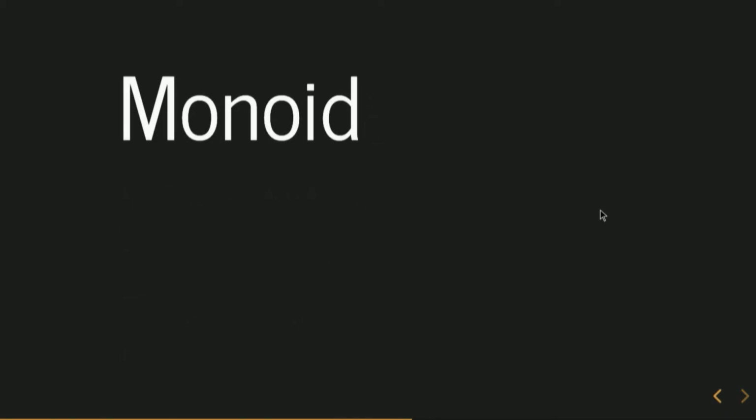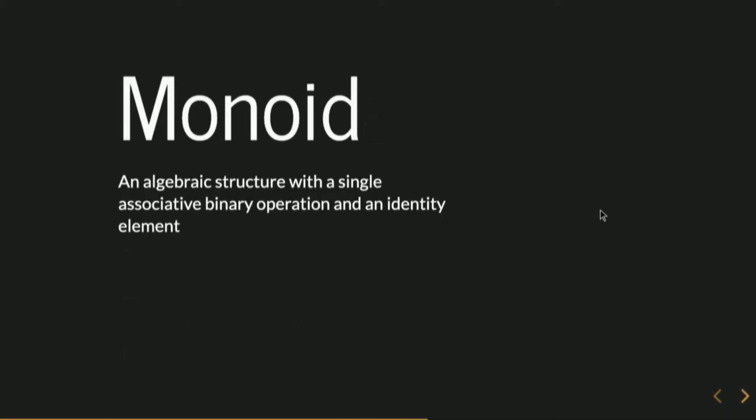Let's talk about monoid. A monoid is an algebraic structure with a single associative binary operation and an identity element. Let's break that down because that's a lot. An algebraic structure. Let's not fear this. All we're talking about is types: strings, booleans, numbers, arrays, objects. You guys know what these are. You work with them every day. So not a big deal there. Types.